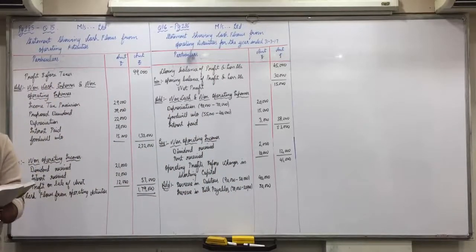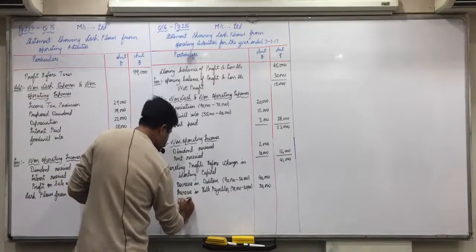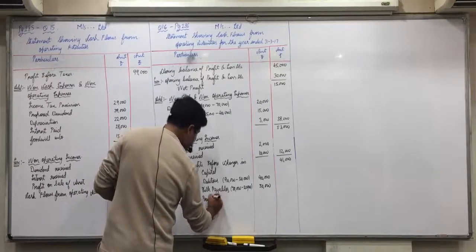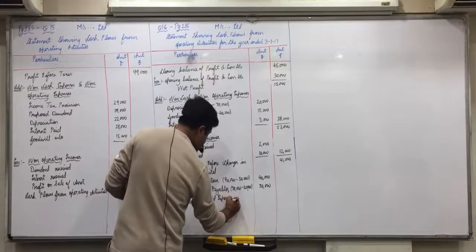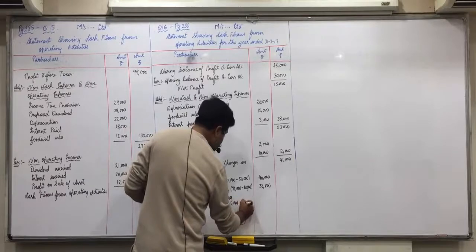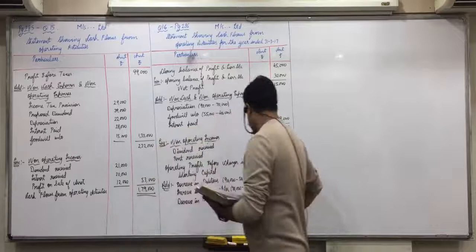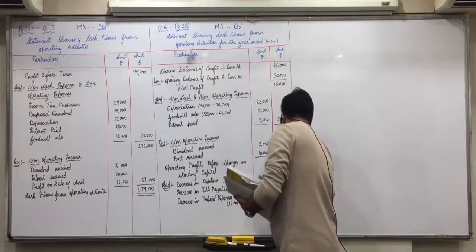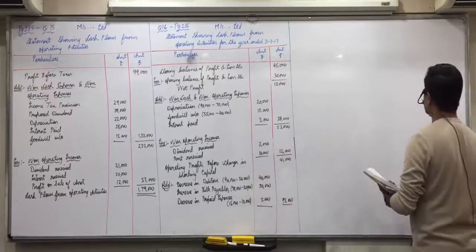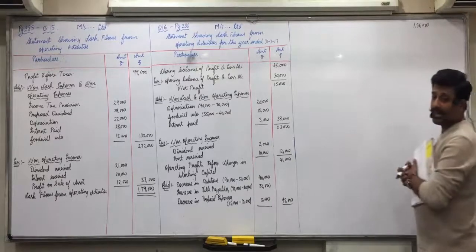Then, decrease in prepaid expenses, 15,000 minus 10,000, 5,000. So 95,000 we have to add. 41 plus 95, 1,36,000. Did you understand this, everyone?